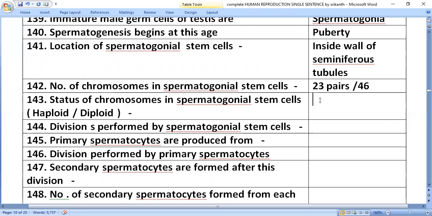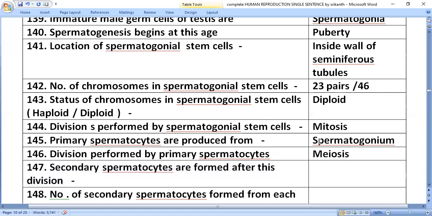Status of chromosomes in spermatogonial stem cell: they are in diploid condition. Divisions performed by spermatogonial stem cells: mitosis. Primary spermatocytes are produced from spermatogonium. Division performed by primary spermatocytes: meiosis.